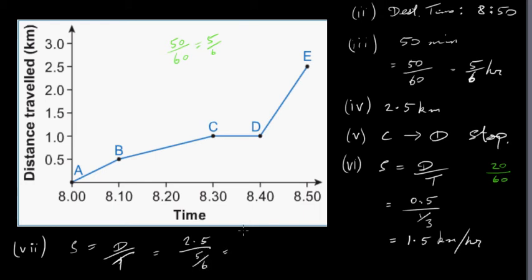Let me just get my calculator and we'll do that one quickly. So it's 2.5 divided by 5/6, which gives us 3. Just 3 kilometers per hour. Now you have to remember that's the overall average speed. They travel at this speed, then they slow down, then they stop, then they travel very fast here. So this 3 kilometers per hour is an overall average speed.